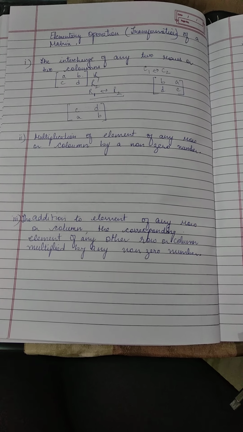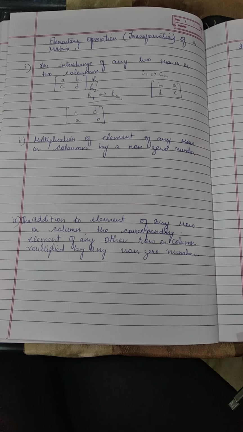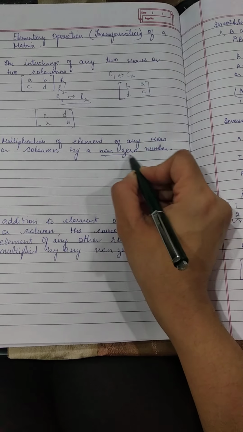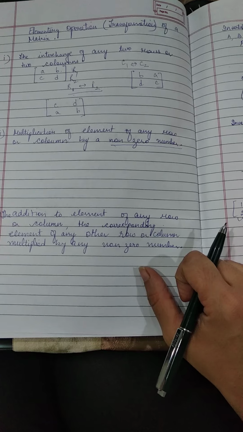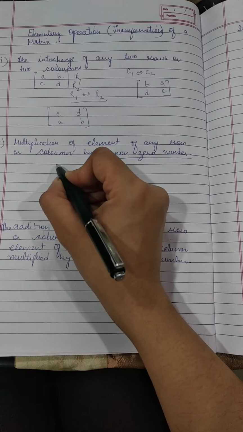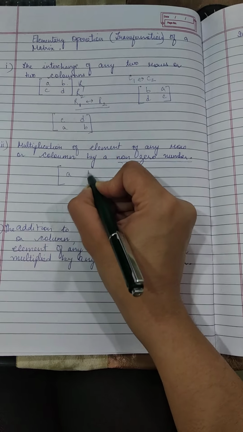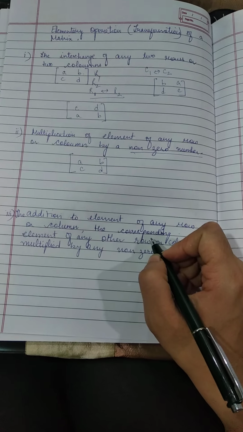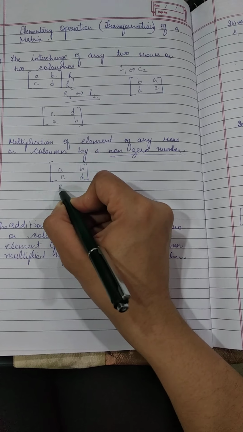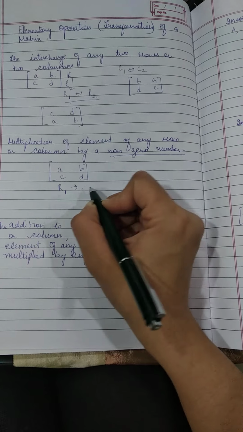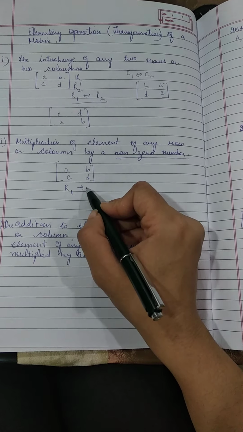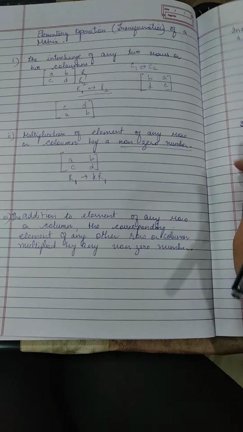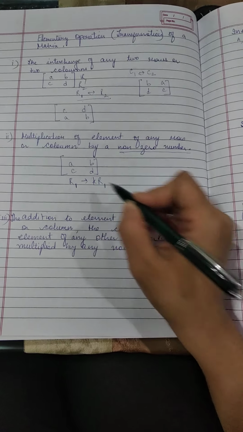The second one is multiplication of the elements of any row or column by a non-zero number. It's very important. Non-zero number means any number other than 0. So if again I take the same example, that is I have a matrix ABCD of order 2 and I can apply this transformation. Let's say I'm applying it on row 1. So I can multiply all the elements of row 1 with a constant value. Right? So this is a non-zero value.